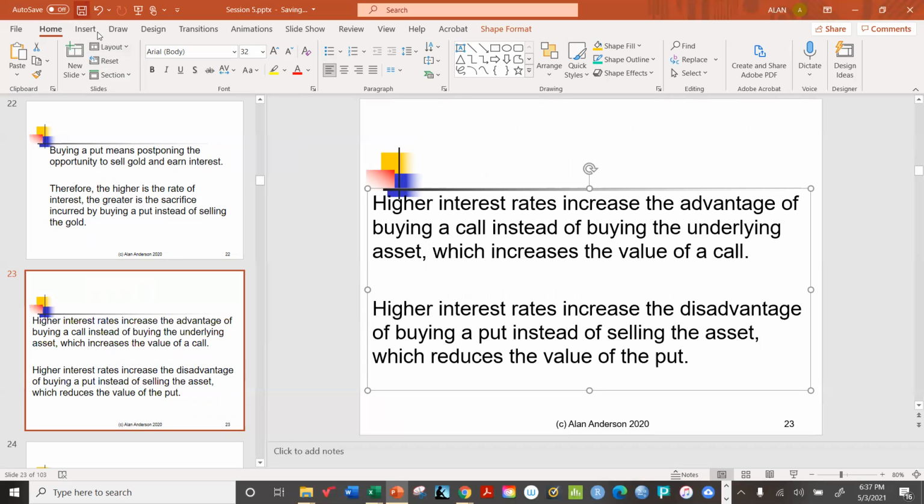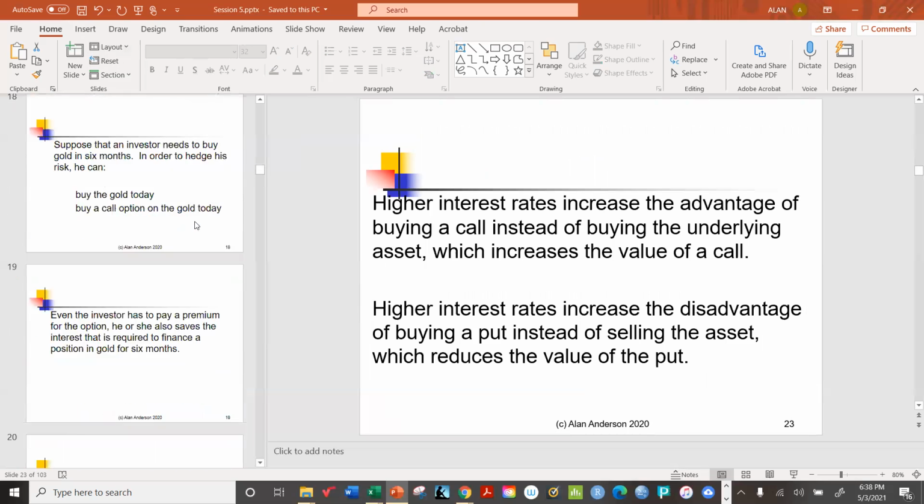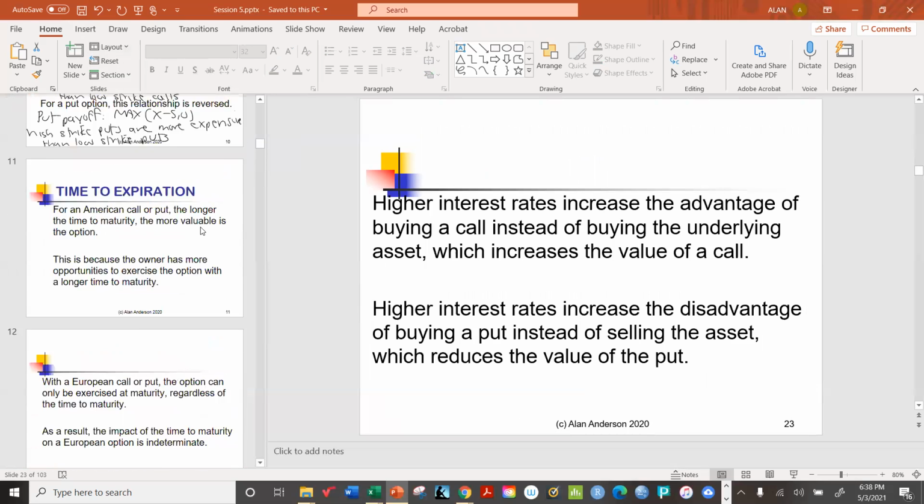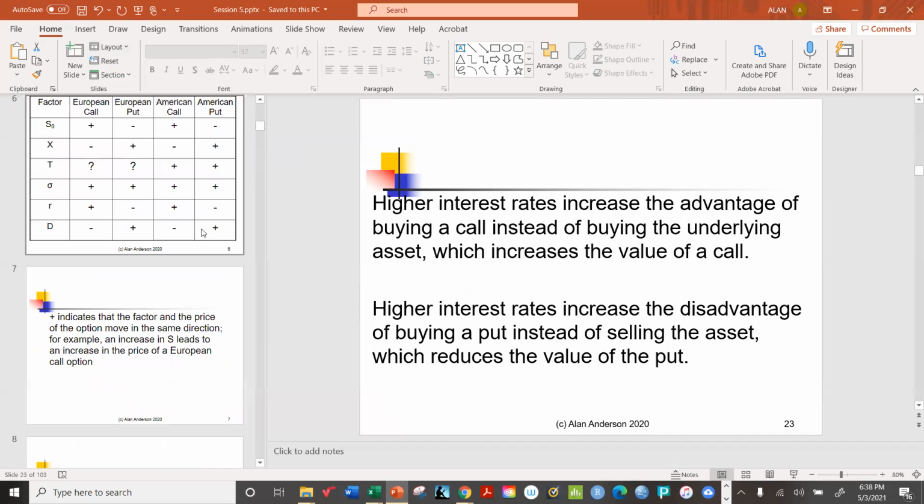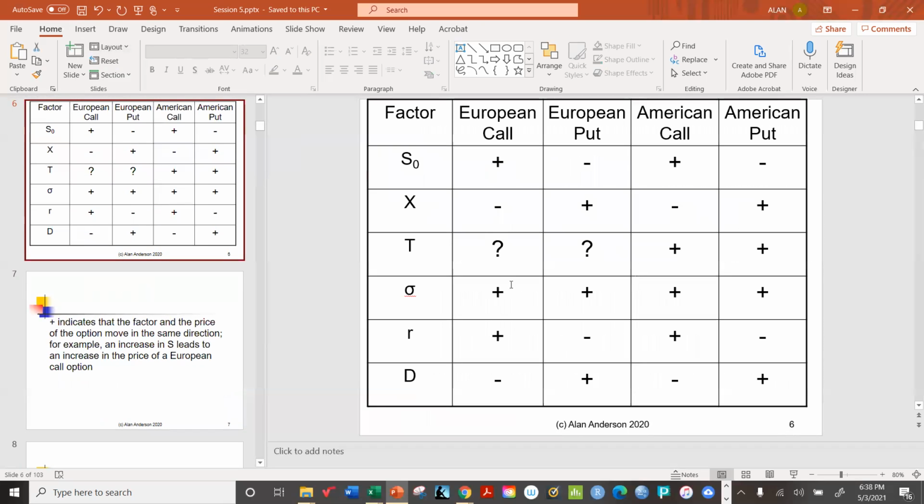And this again is true whether we have an American or European style call. So let's go back to the chart for a second, and you'll note that interest rates help a call and they hurt a put.